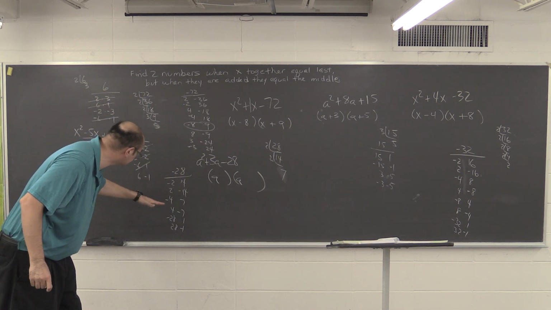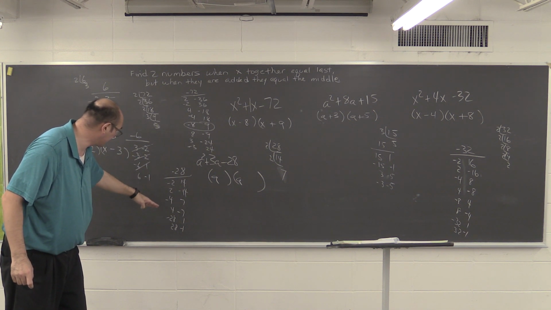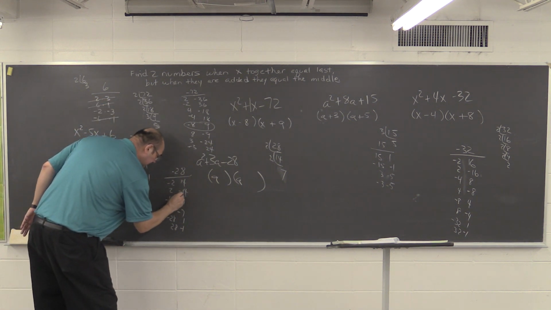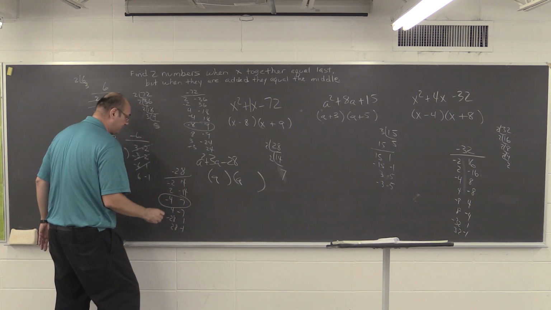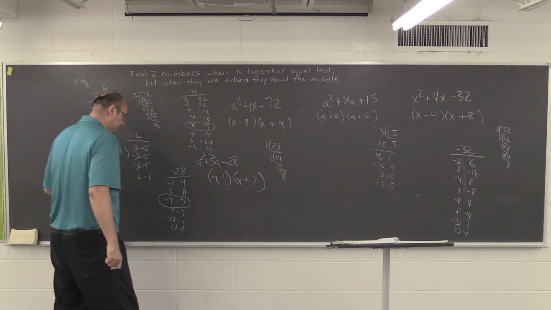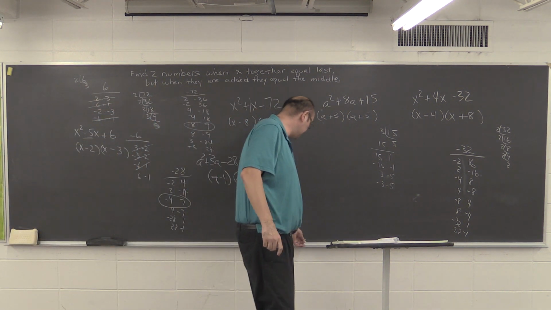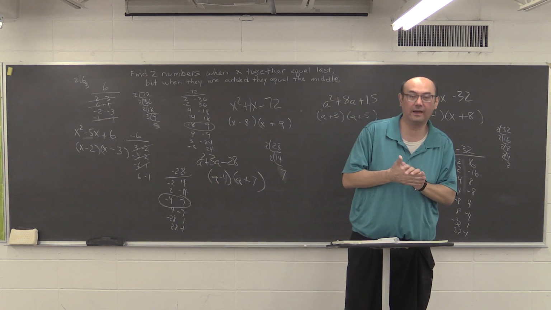We look at our 6 sets. Which one added gives us that positive 3? Our ticket to the right answer, negative 4 and a positive 7. There's the answer. All right? Is that easy for you? Do you get it? I hope that helps.